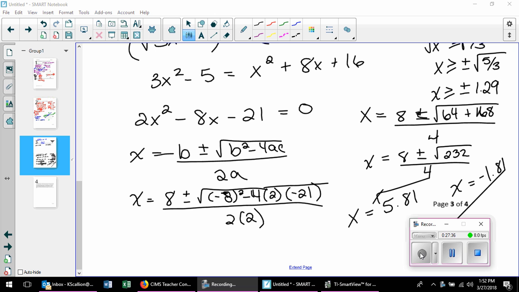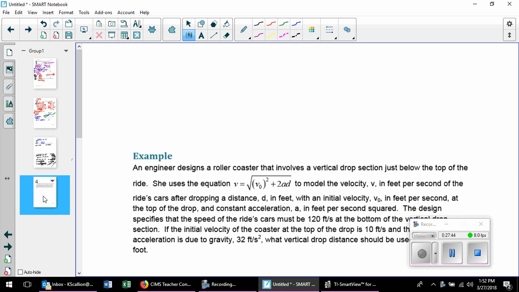Okay, last page, last question, and then you are done your radical unit. I don't know why I have so much space. You guys have that much space on yours too. Weird. Last space.